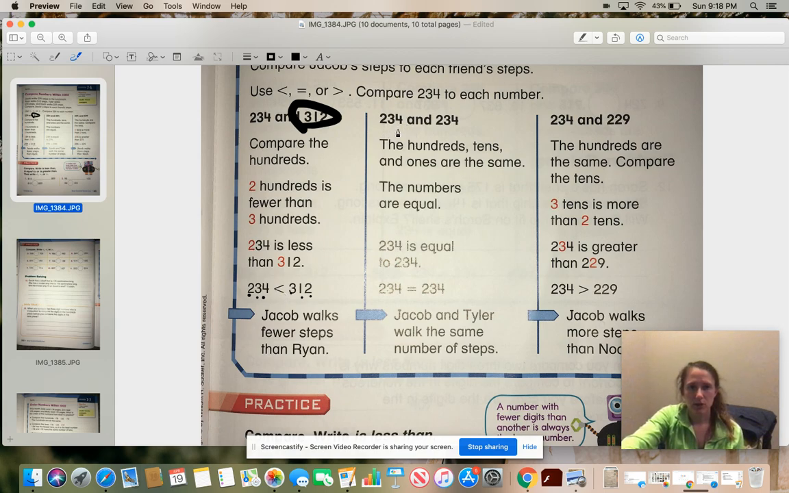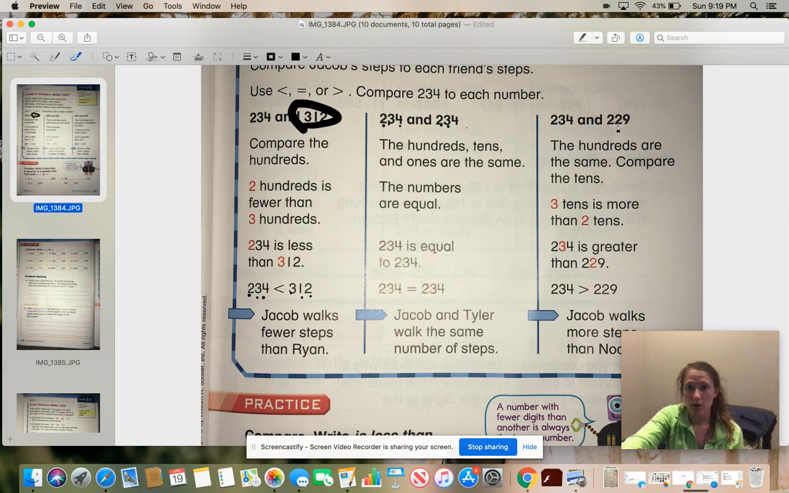Let's do the next one, 234 and 234. Ooh, tricky. Same in the hundreds. Then we go to the tens. Same in the tens. And same in the ones. So that's when we use that equal to sign.